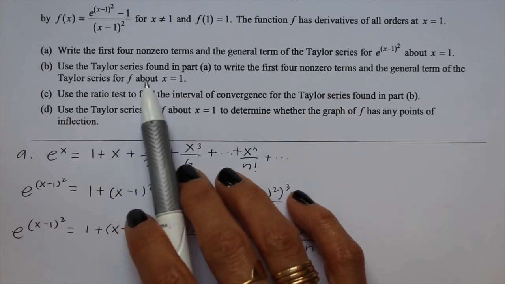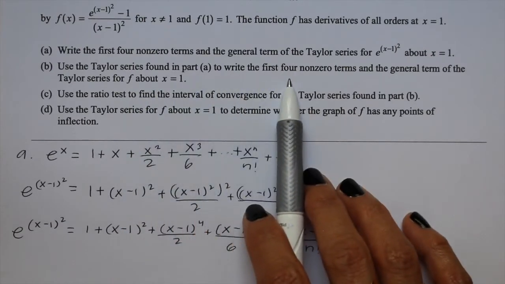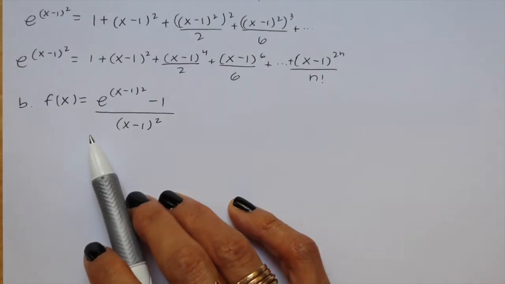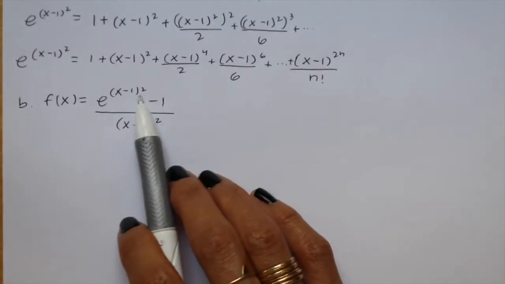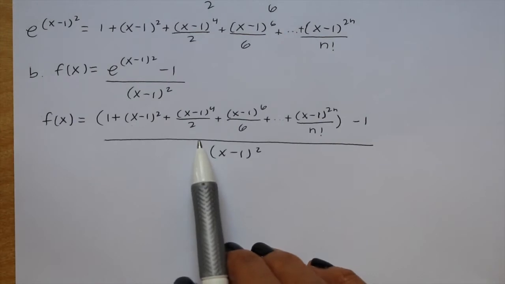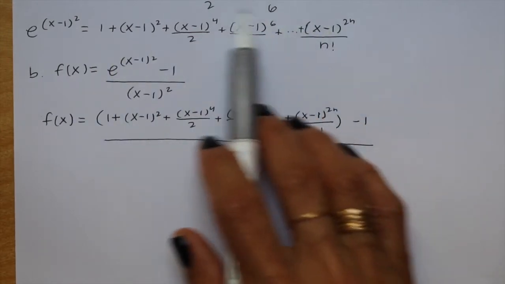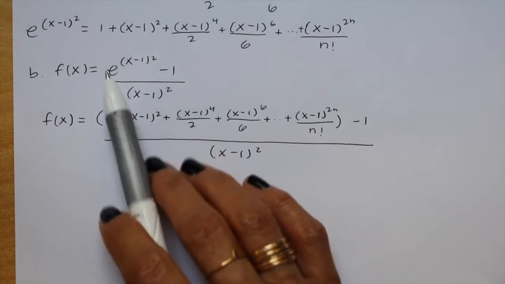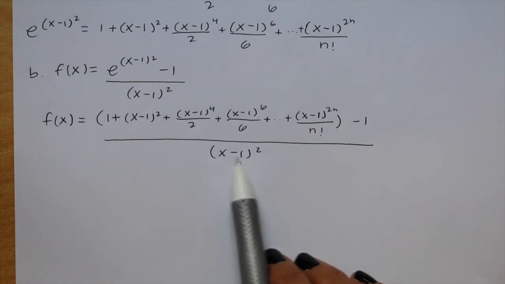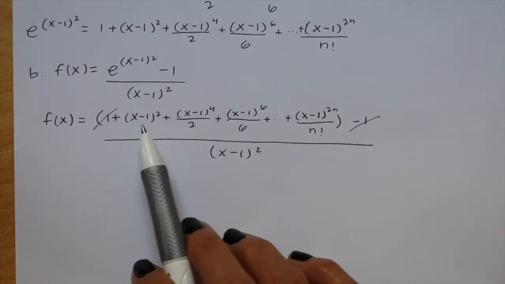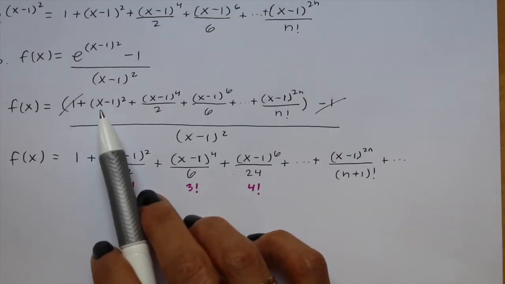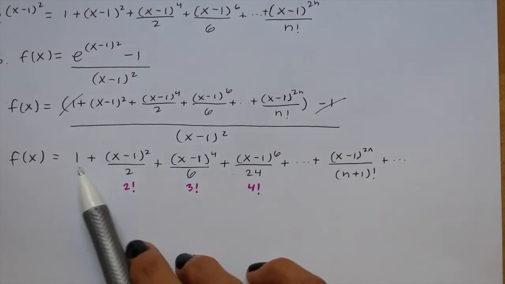Part B says use the Taylor series found in Part A to write the first 4 non-zero terms and the general term of the Taylor series for f about x equals 1. So I wrote out f again. You have e to the x minus 1 squared minus 1 all over x minus 1 squared. It looks kind of intense, but we're taking this entire series and plugging it in right here, and you have this whole series. You still have minus 1 all over the quantity x minus 1 squared. So the 1's cancel, and now you have all of these expressions that you're dividing by x minus 1 squared. This first term divided by this gives you the 1.